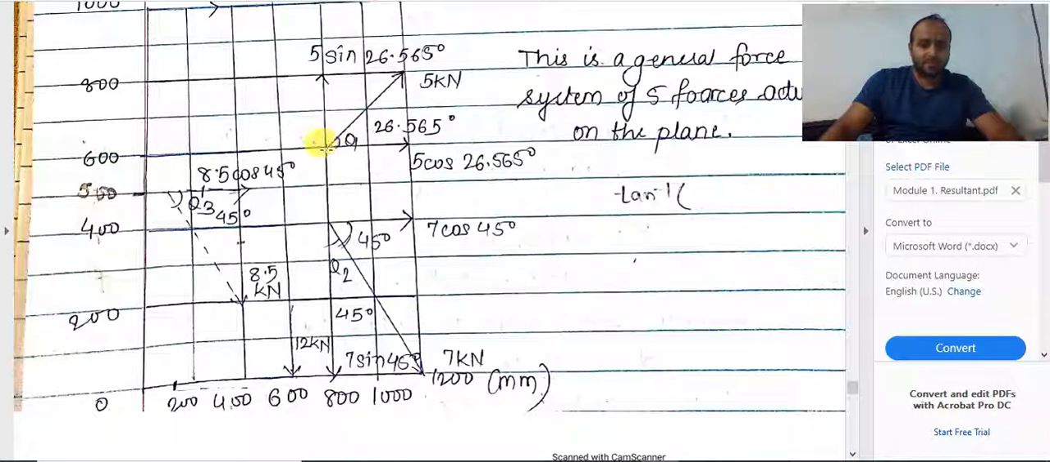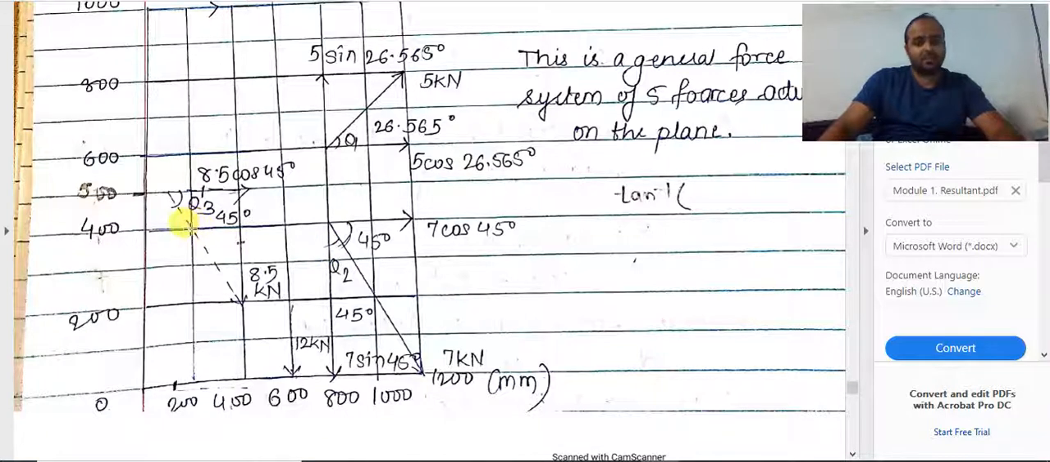Going ahead, if I consider this particular rectangle over here for theta 1 for the 5 kilonewton force, in this right angled triangle the opposite side is 200 mm and the adjacent side is 400 mm. So tan of theta 1 is equal to 200 divided by 400. That is why theta 1 is equal to tan inverse of 200 divided by 400, which gives theta 1 equal to 26.565 degrees. Now these were the angles.